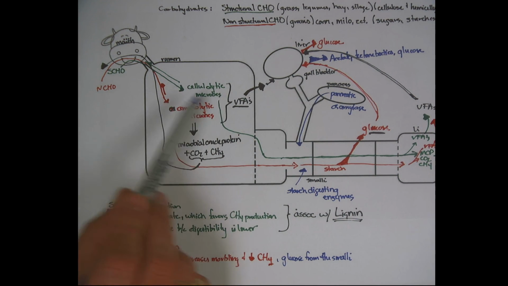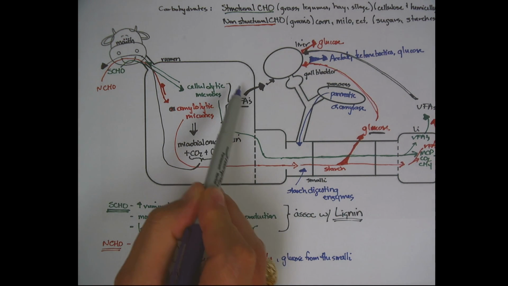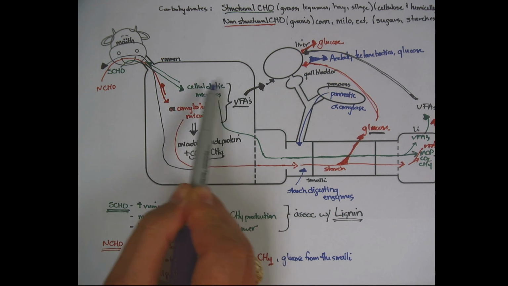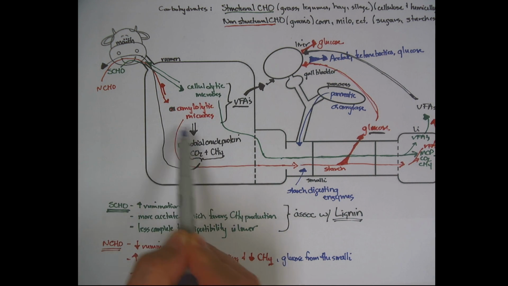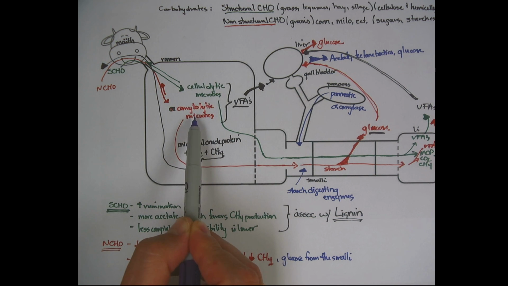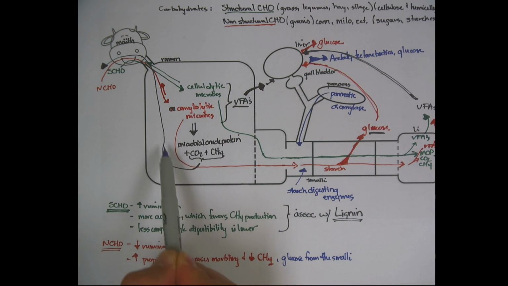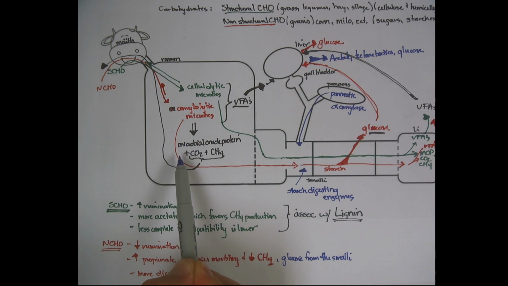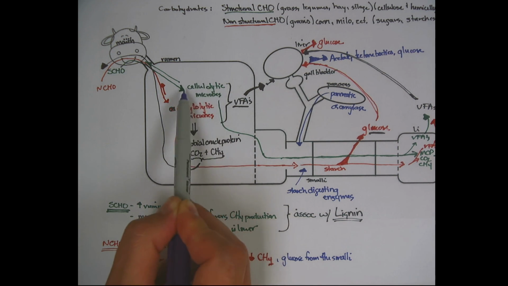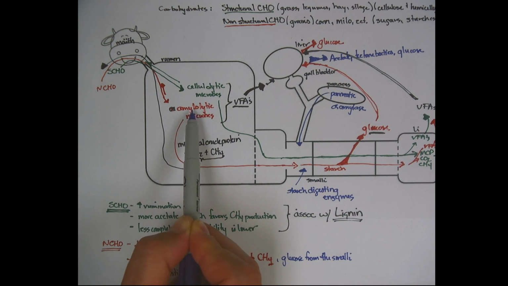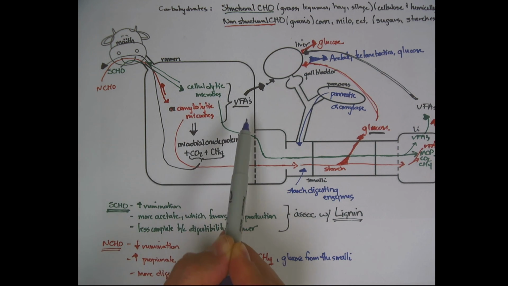So basically what we've talked about today is how the microbes utilize structural and non-structural carbohydrates. And what we're going to talk about in a few minutes is how protein is involved in that, and how microbes require protein to be able to ferment non-structural and structural carbohydrates into VFAs.